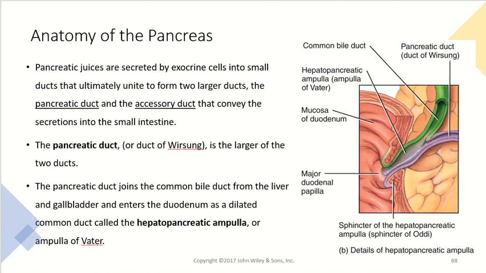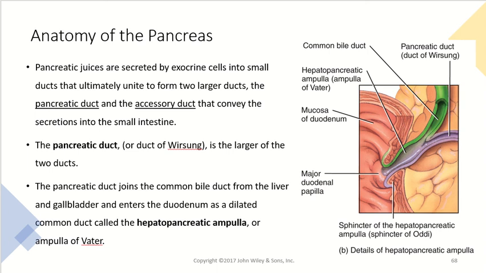So, looking at the anatomy of the pancreas. Pancreatic juices are going to be secreted by exocrine cells into small ducts that are ultimately going to unite to form 2 larger ducts. These are going to be the pancreatic duct and the accessory duct, and these are going to convey the secretions into the small intestine.